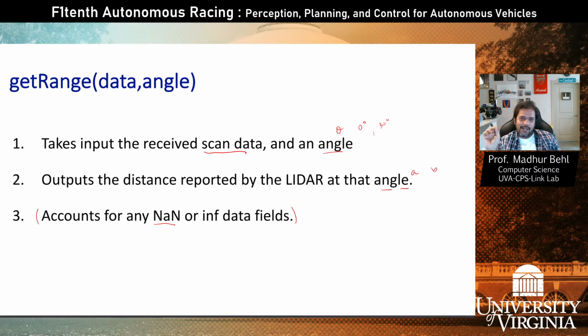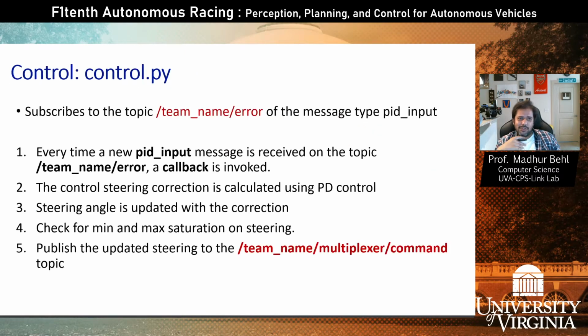It is publishing this error message, and this is getting subscribed to by the control node, which is the second node you have to complete. So the control.python ROS node subscribes to the error topic that you are publishing. This error topic again is of the message type PID input. It has two fields. One is simply called error and the other is called velocity, that we just showed you. Since this is a subscriber as well, every time a new error message is received, it will call its own callback function.